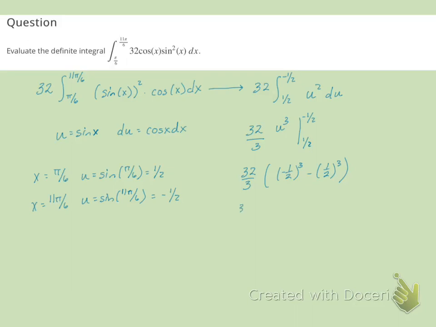So this will be 32 thirds times negative 1/8 minus 1/8. Negative 1/8 minus 1/8 is negative 2/8, which I can write as negative 1/4. And let's see, I can cancel a 4 out of here, and we will get negative 8 thirds as our final answer.